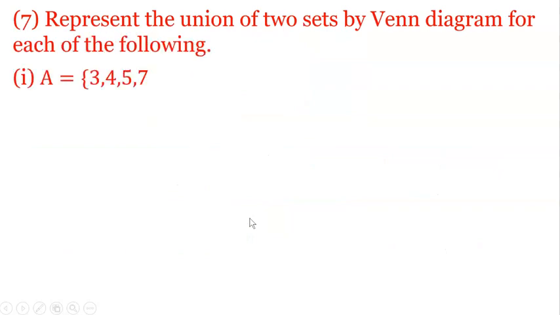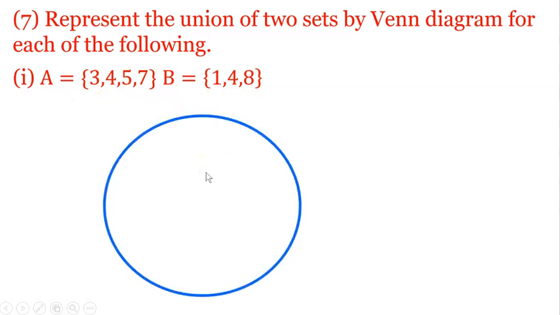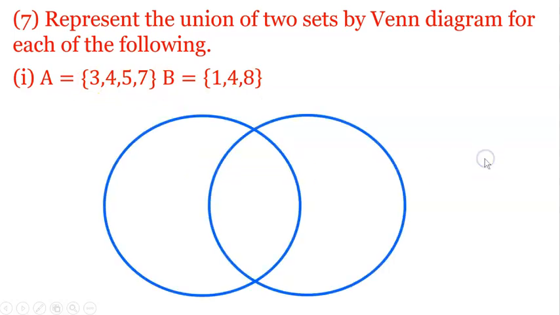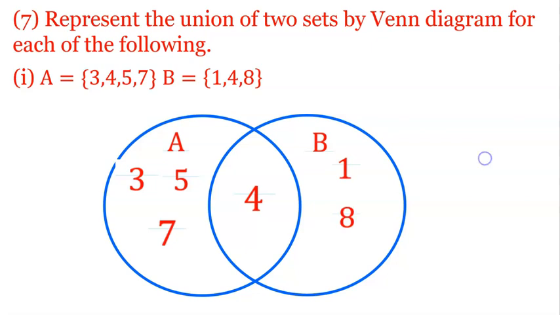Next, represent the union of two sets by Venn diagram for each of the following. Now how many common elements will there be? In A and B, 4 is the common element. The first circle is set A, the second is set B, and 4 is common. Now we will take all the elements of A: 3, 5, 7. Now in B: 1 and 8.